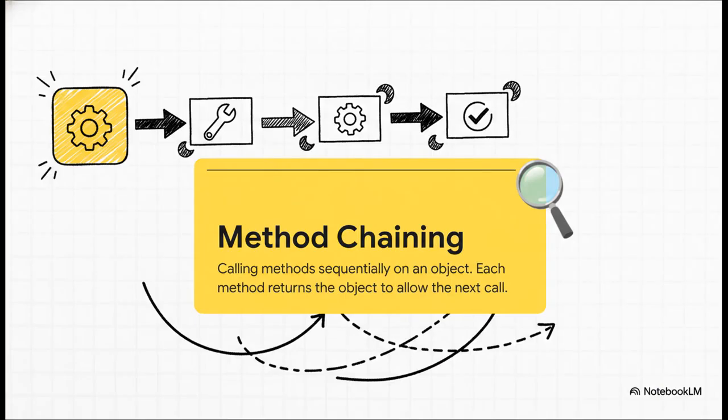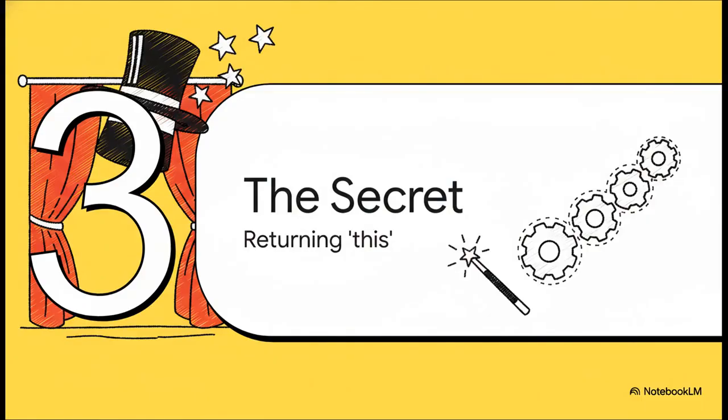So the official name for this is method chaining. The whole idea is ridiculously simple. You just call one method right after another on the very same object. The secret sauce is that each method does its job and then literally hands the object off to the next method in line. Now, I know this might look like some kind of special Java syntax or magic, but it's not. The way it's implemented is actually incredibly simple. So let's pull back the curtain and see the one little trick that makes this whole thing work.